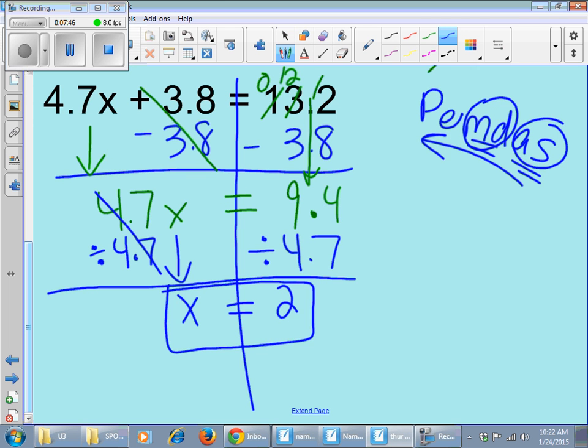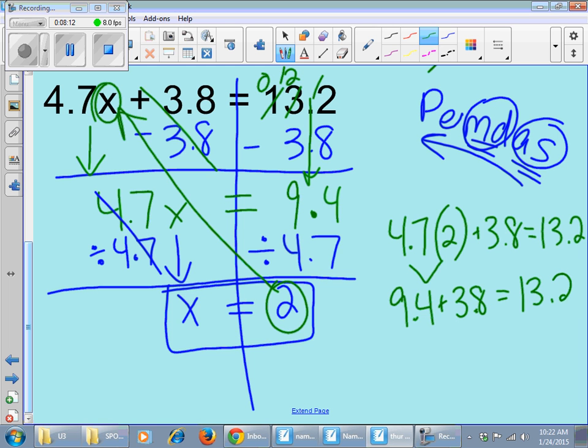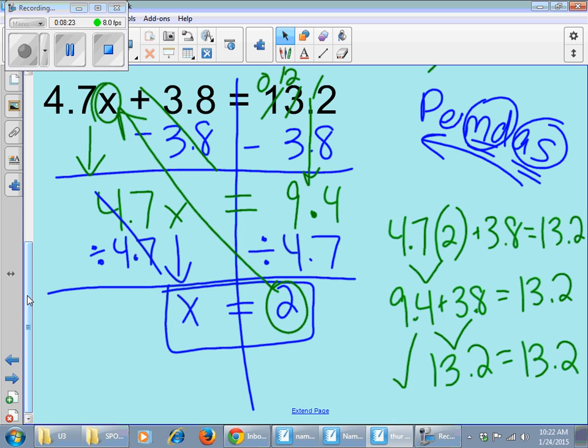X equals 2. Now, if you want to check that, you should be able to plug in 2 in place of this original x in your original equation, and it should work out. 4.7 times 2 plus 3.8 should equal 13.2. Well, 4.7 times 2 is 9.4, plus 3.8 equals 13.2. 13.2 equals 13.2, so I know I'm correct. So those are 1 and 2 step equations.